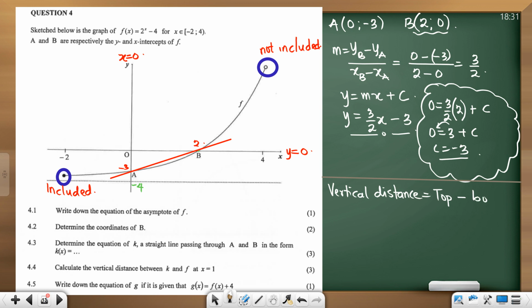Top minus bottom. Right? Top function, top y value minus bottom y value. But horizontal, we're not talking about right and left. Vertical: top minus bottom. For horizontal: right x value minus left x value. Take note of that small important note.